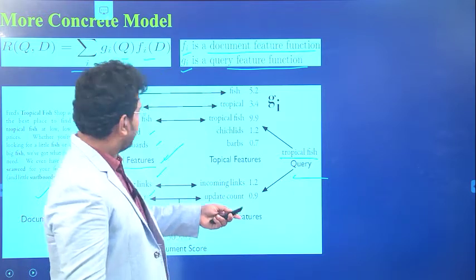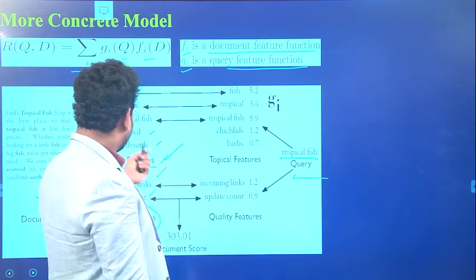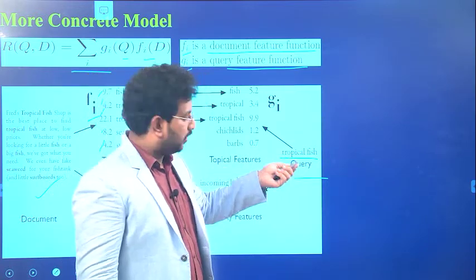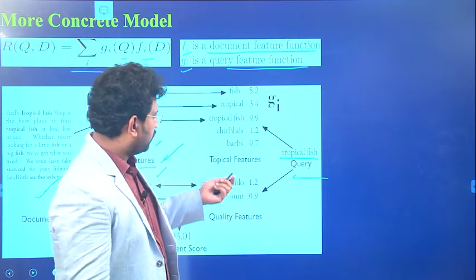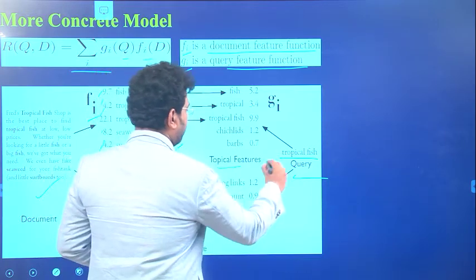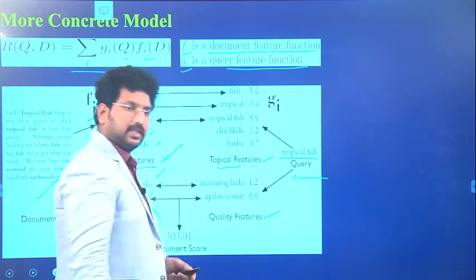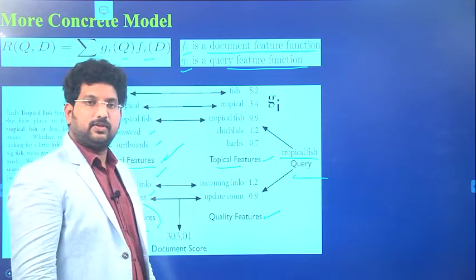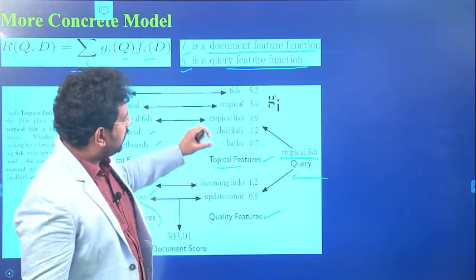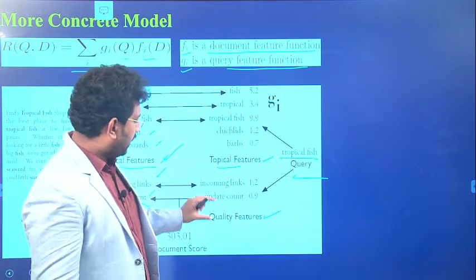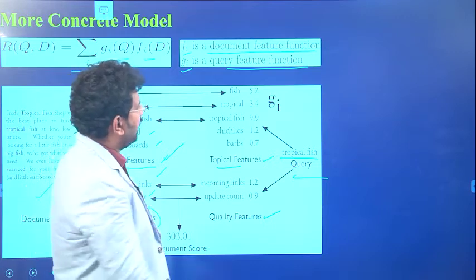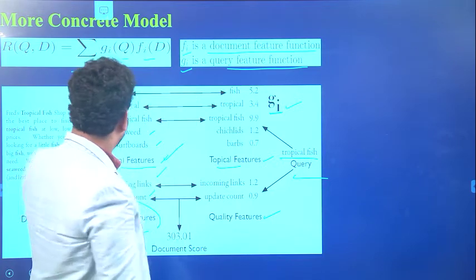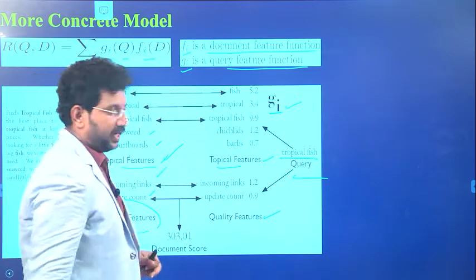So in the same manner, how you are going to calculate the features from the document, here also from the query side we are going to calculate the features. Both the features will be calculated, topical features and also quality features. Here the topical features and quality features we are representing as a query feature function gi, and the document feature function we are representing as fi.